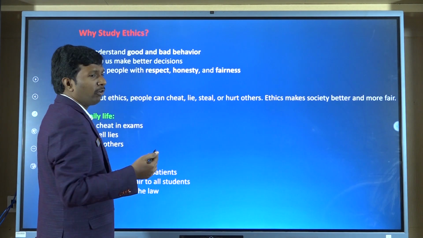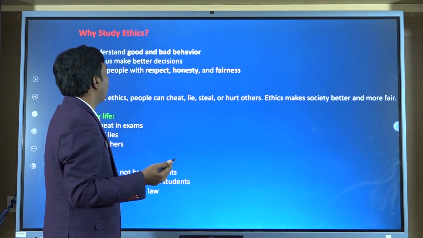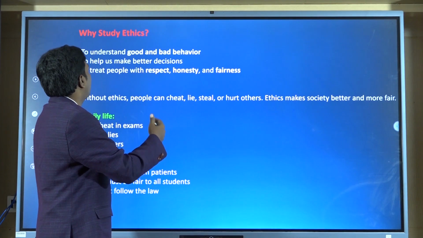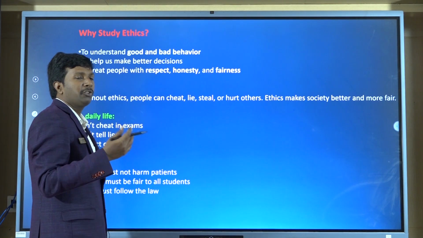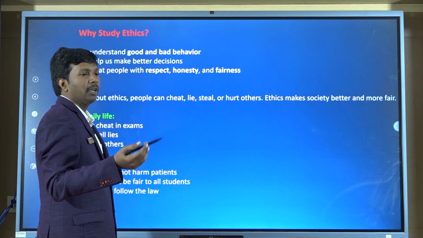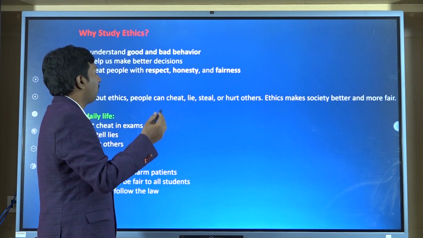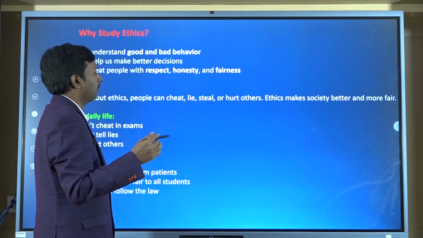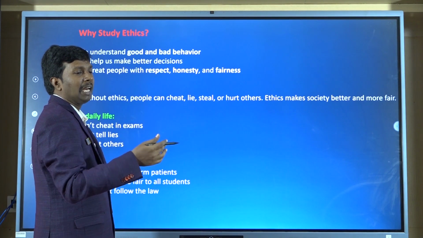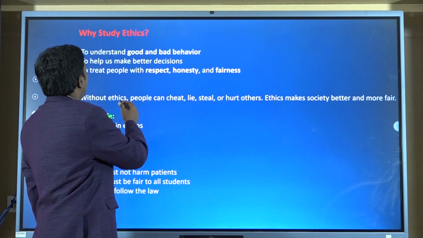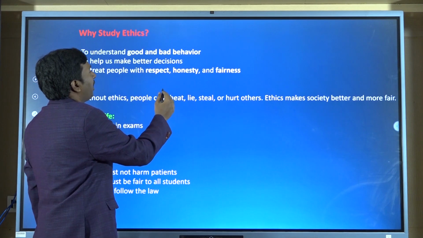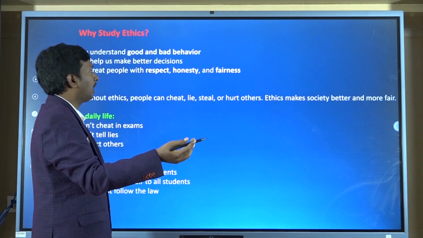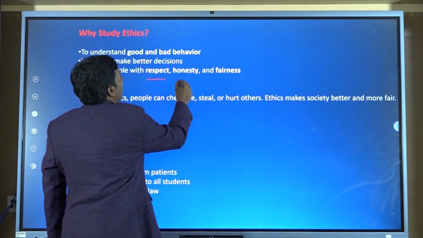Why do we have to study ethics? To understand good and bad behavior, and it helps us make better decisions, because when a situation comes, we have to take decisions. At that time we have to think, is this right or wrong, and we have to make better choices. Ethics helps us take good decisions. It also tells us how to treat other people with respect, honesty and fairness.